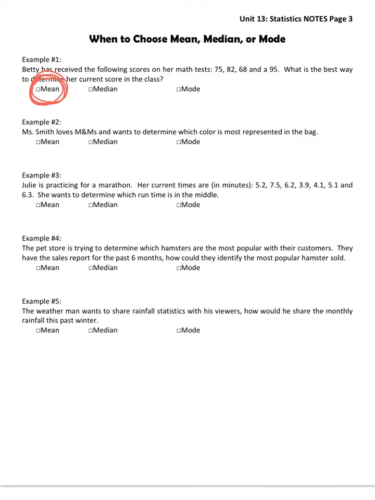Okay, number 2. Miss Smith loves M&Ms and wants to determine which color is most represented in the bag. When I see most, that's a clue to use the mode.